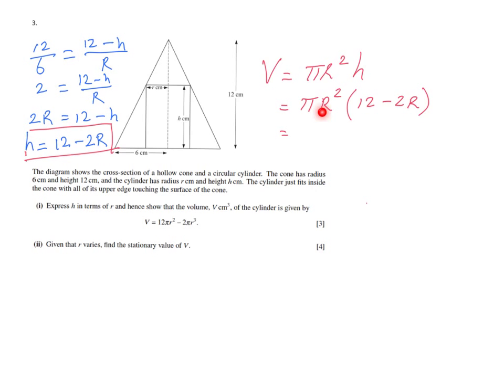So we're going to expand those brackets. Pi r squared times 12 is 12 pi r squared. And pi r squared times minus 2r is minus 2 pi r cubed. And then if you compare this equation with that one, you notice it's exactly the same. So I've shown that. So that's the answer.